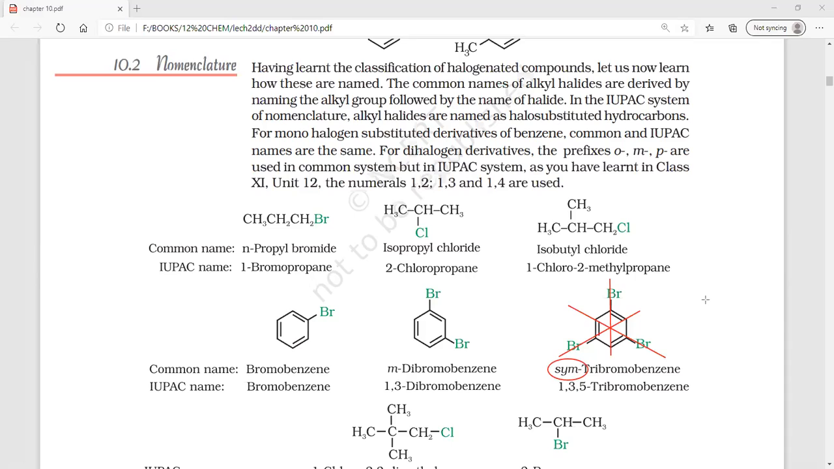Then what could be unsymmetrical tribromobenzene? Unsymmetrical tribromobenzene could be like this. Br, Br, and Br. Here also we can give one Br. So this is ortho, meta, para bromobenzene. Okay. With respect to this, or we can name it as 1, 2, 3, 4. This is a hypothetical molecule. So many bromines cannot be there all around.